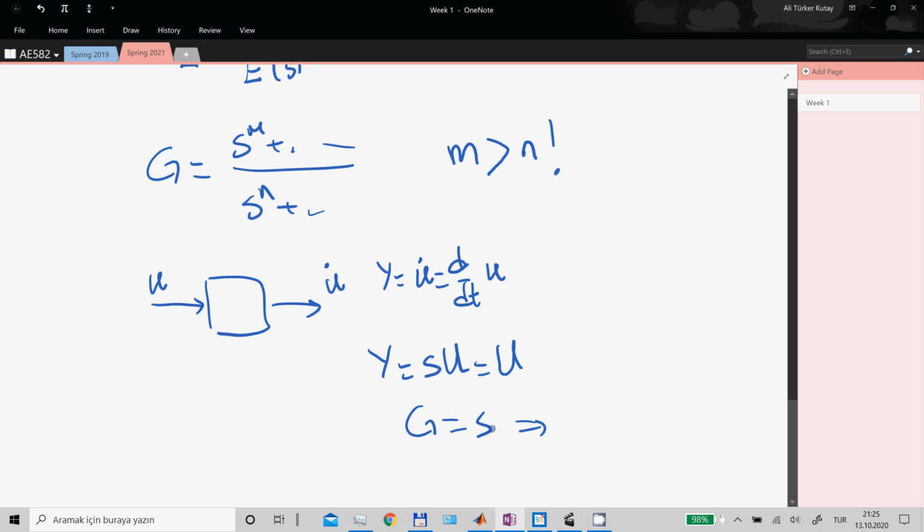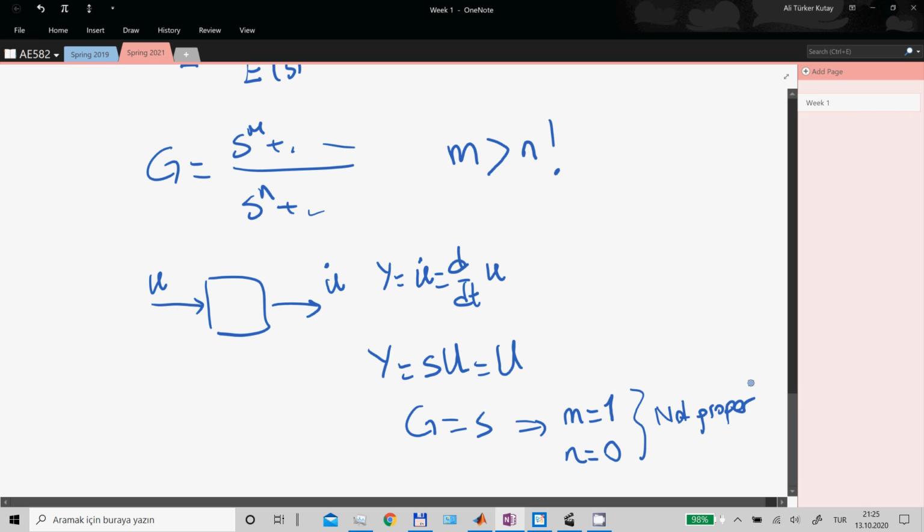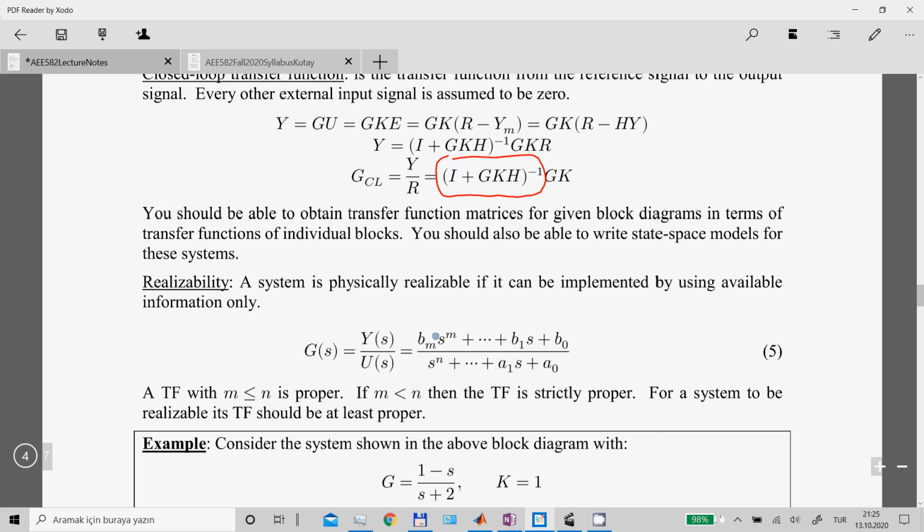If you look at that, there's no denominator, which means the numerator is of order 1 and the denominator is of order 0. So this is not proper. Obviously, according to the definition we just made, a pure differentiator is not a realizable system. If you go back to the definition, it should be implemented by using available information only. So if it's not realizable, it cannot be implemented by using available information only.